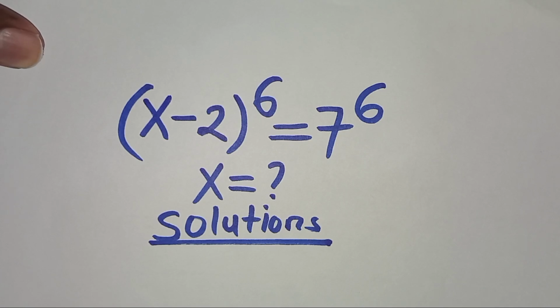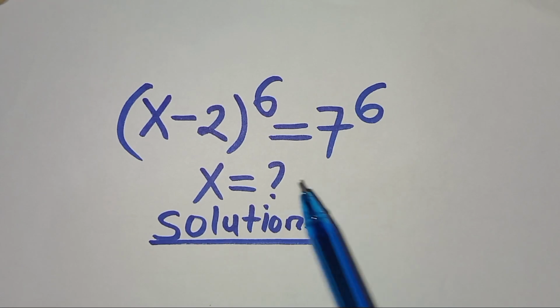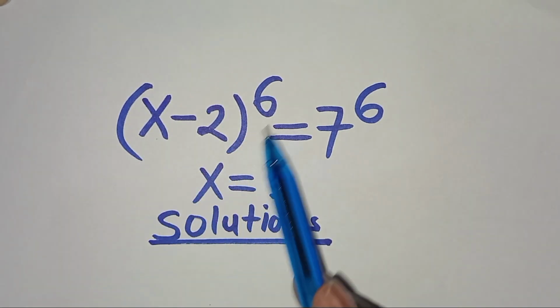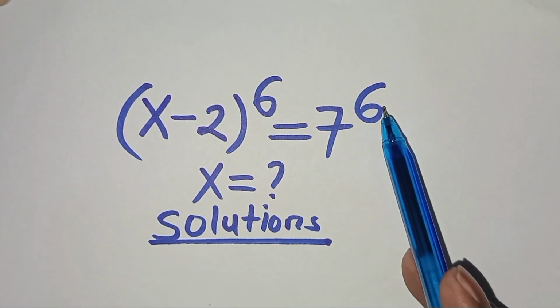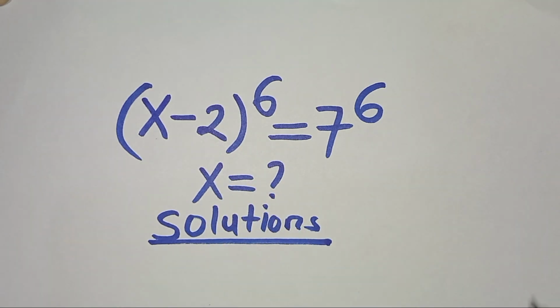Hello everyone, you are welcome to provide a solution given this exponential equation, which is (x − 2)^6 = 7^6. So what are the values of x?